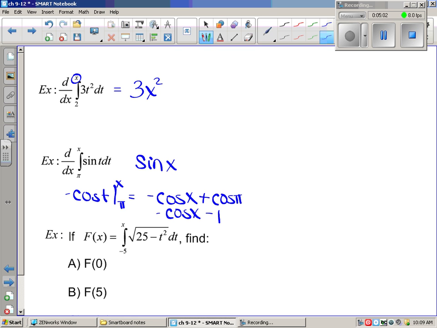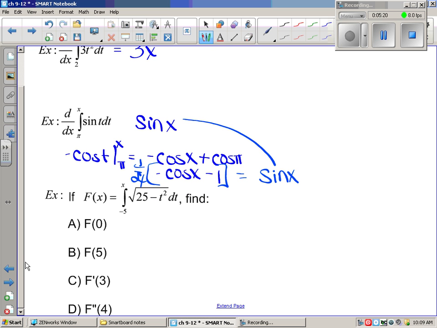And so now let's do the derivative of that. And so to do the derivative of this, the derivative of negative cosine would become sine x minus 0. And so the answer, of course, is sine x. We could have done that pretty quick, right? Why are we wasting our time? Well, that's kind of the point.